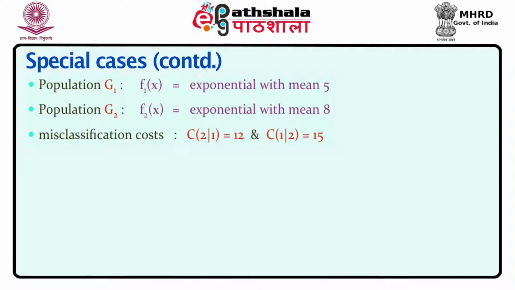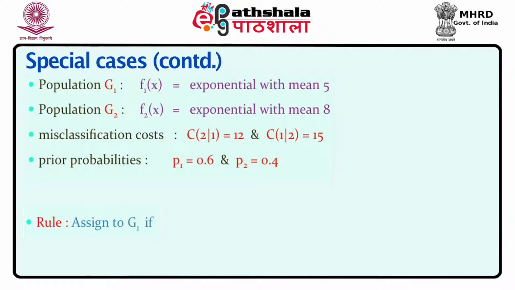And we are also given the misclassification costs. So if an individual from group 1 is misclassified and placed into group 2, we have a cost of 12. On the other hand, if an individual from group 2 is classified into the first group, then we have a misclassification cost of 15. Suppose the prior probability of coming from the first group is 0.6 and from the second group is 0.4. So again, the sum must be 1. The individual should come from one of these two groups. So the first group has a probability of 0.6 and the second a probability of 0.4.